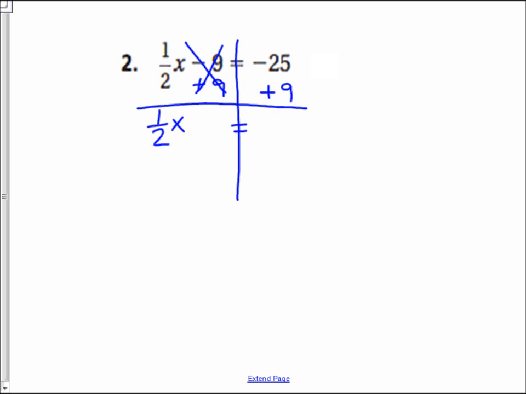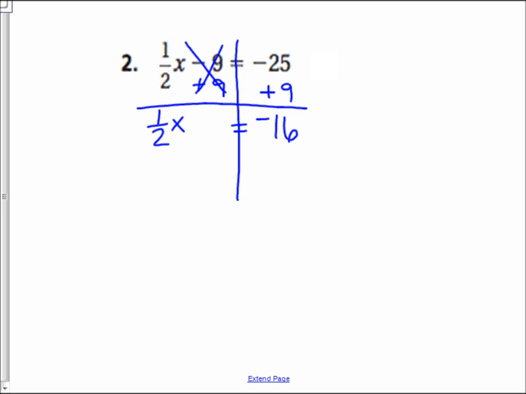And I have negative 25 plus positive 9. I see that I have more negatives than positives, so my answer is going to be negative. And I have 16 more negatives than I do positives. 25 minus 9 would be 16.